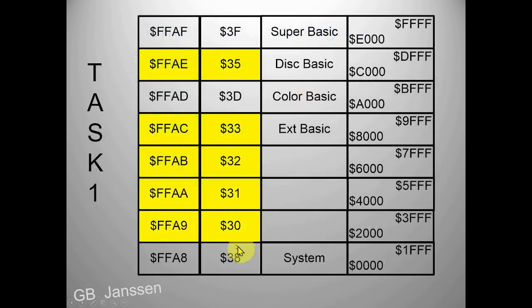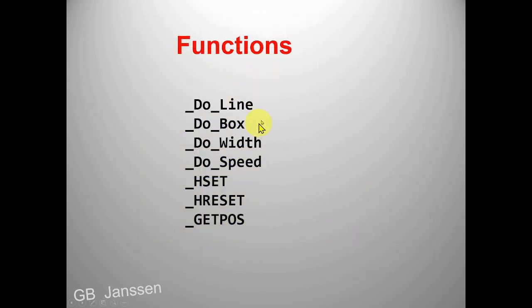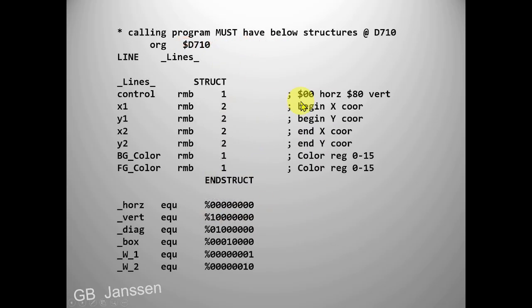And again, a recap of this here: we'll be running in task 1 all the time. We'll have our display screen in blocks 30 to 33 and our block 35 where Disk BASIC normally resides. We'll have our code up there. The functions are do line, do box, do width, do speed, H set, H reset, and get position. We'll go through each one of them and see what that means.